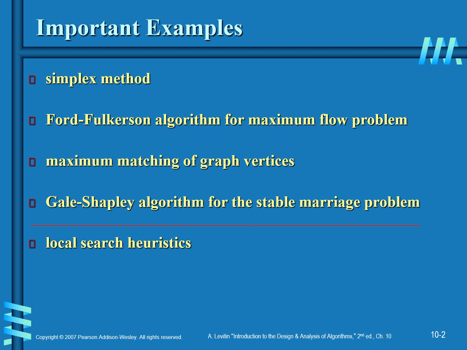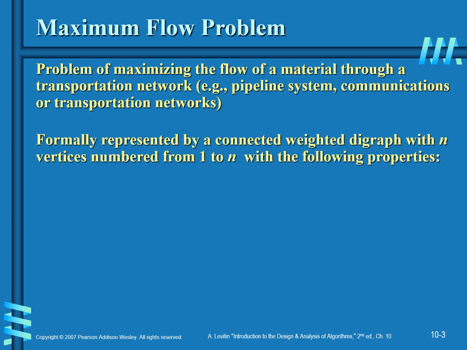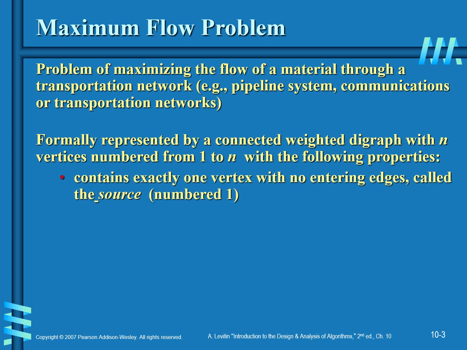In this video, we are going to discuss how to find the maximum flow in a network. Maximum flow problem. So what is a maximum flow problem? A problem of maximizing the flow of a material through a transportation network. Example, the pipeline system or communication or transportation network.